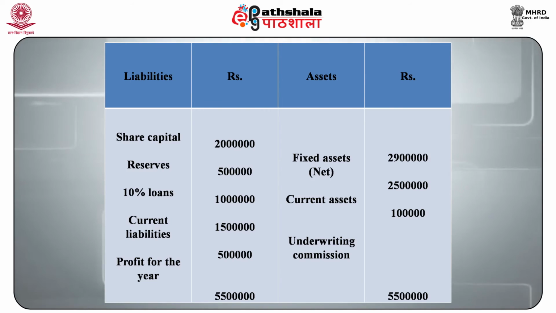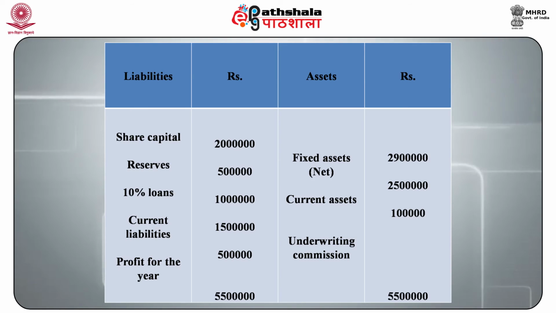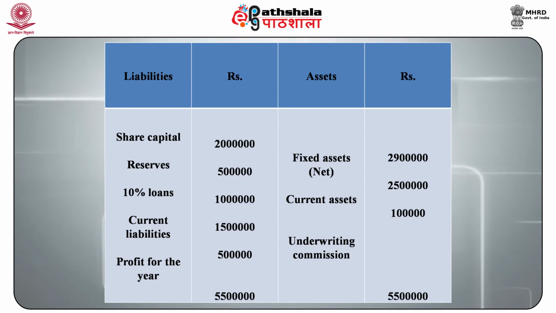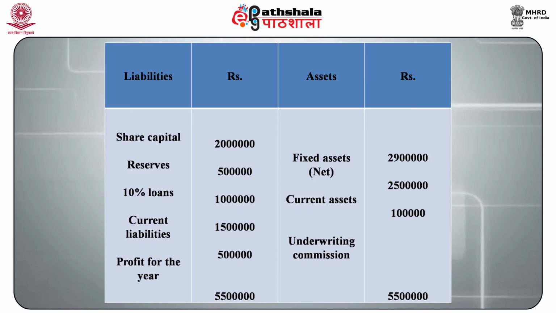Example 13. Following is the balance sheet of X Limited as on 31st March 2014. The liabilities are as follows. The share capital of 20 lakh, the reserve at 5 lakh, the 10% loans at 10 lakh, current liabilities at 15 lakh, and profit for the year at 5 lakh. The net liabilities are 55 lakhs. The assets on the other hand are fixed assets net at 29 lakhs, current assets at 25 lakhs, and underwriting commission at 10 lakh. The net assets are 55 lakhs. We need to find out the return on capital employed.